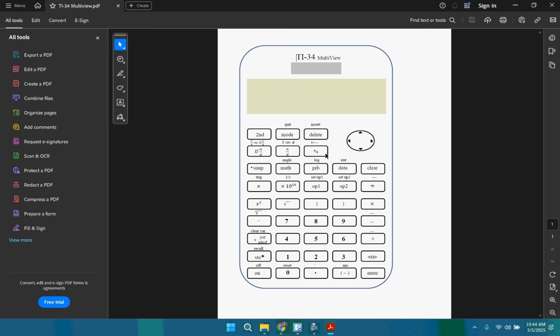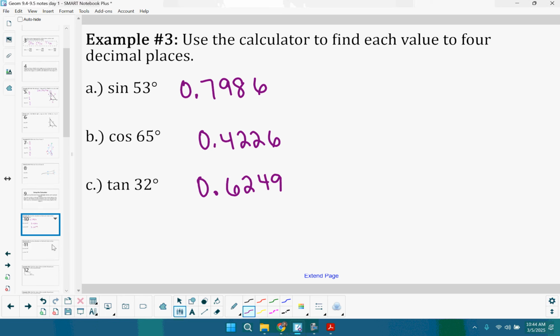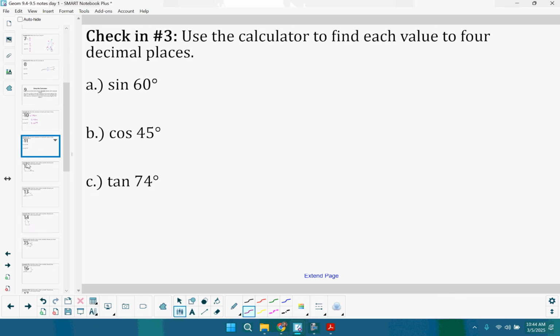This is the only calculator that does not have them directly on it, where you have to go through a menu to get to those buttons. So that's if you have that blue and white TI-34 calculator. There are some check-ins here for you to try. You can pause. Answers are posted on Google Classroom.